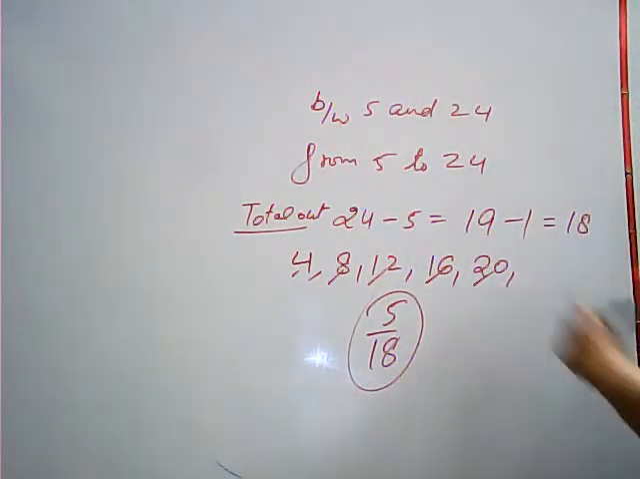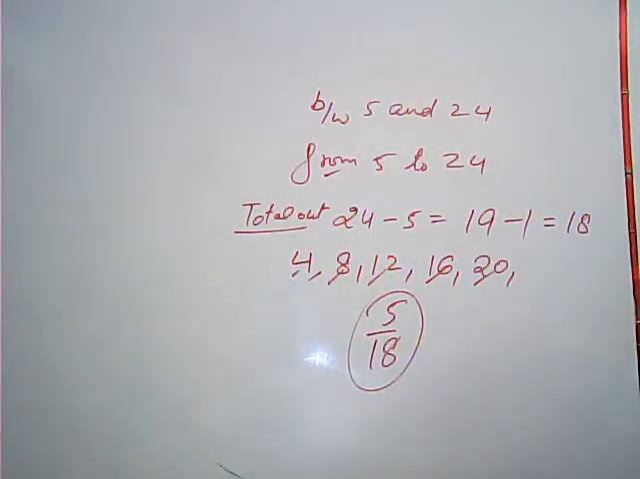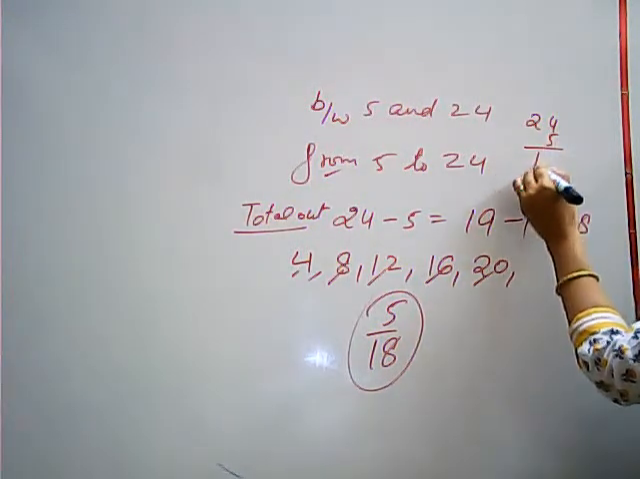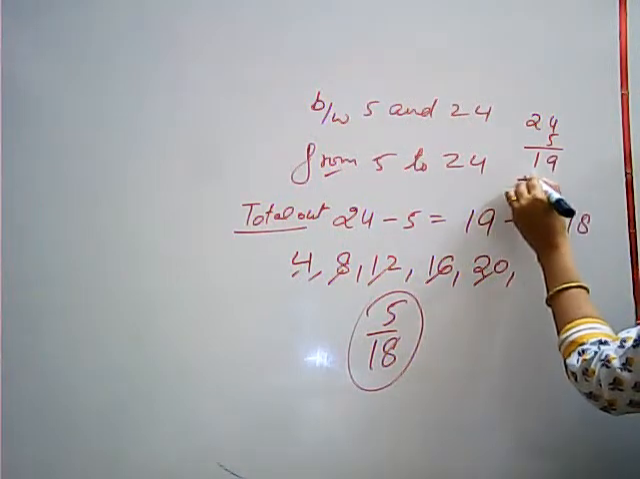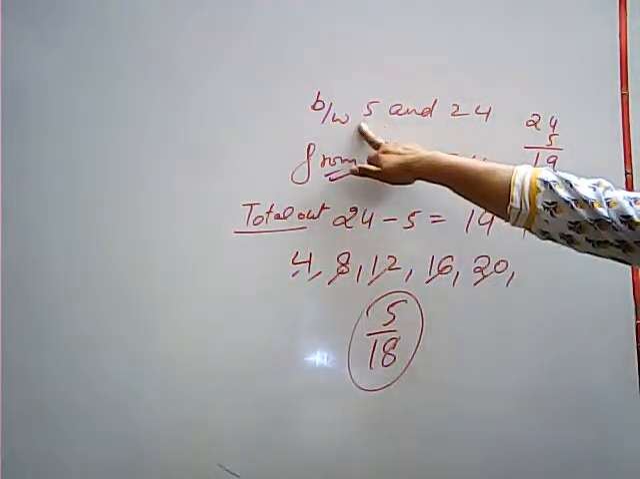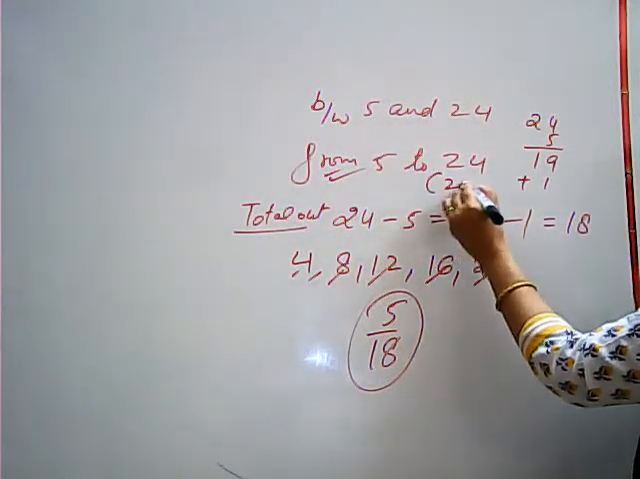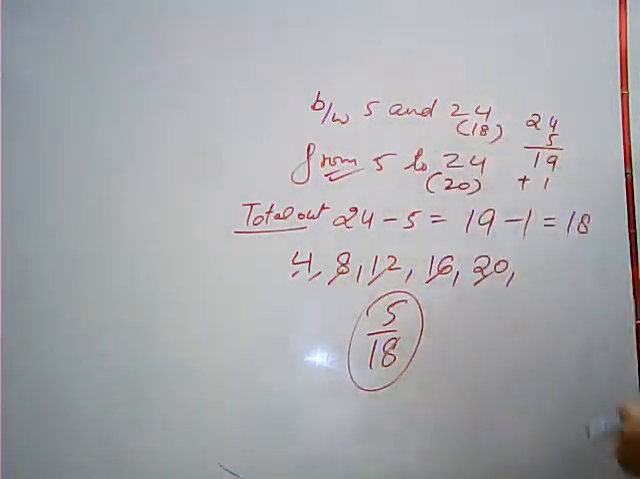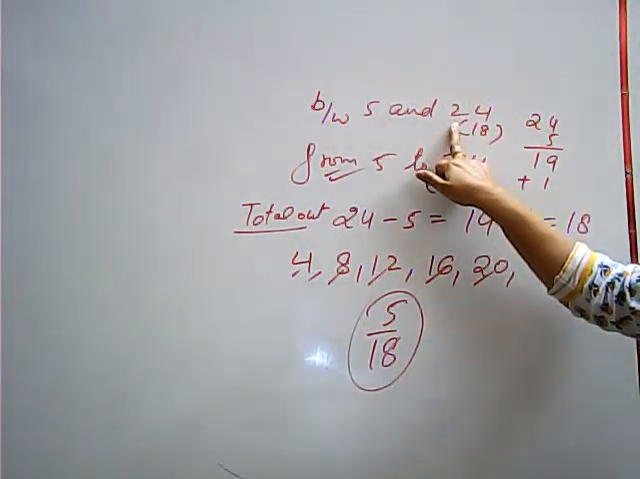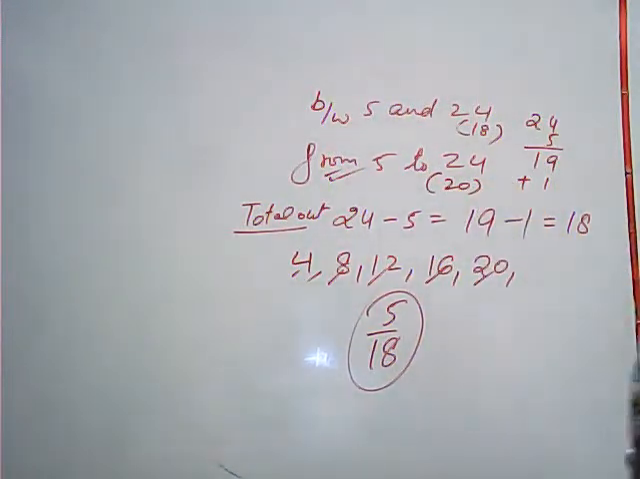Okay, but now it is given from 5 to 24. Again, you will take the difference 24 minus 5, that is equal to 19, and in this you will add 1. When it is the from case, add 1 to the difference, and when it is the between case, subtract 1 from the difference. So total outcomes for this is 20 and total outcomes for this is 18. See why it is 18 here: we are not including 5 and 24, and in the from case we are including 5 and 24.